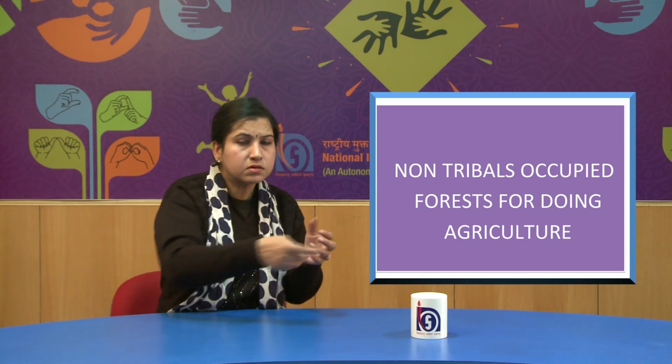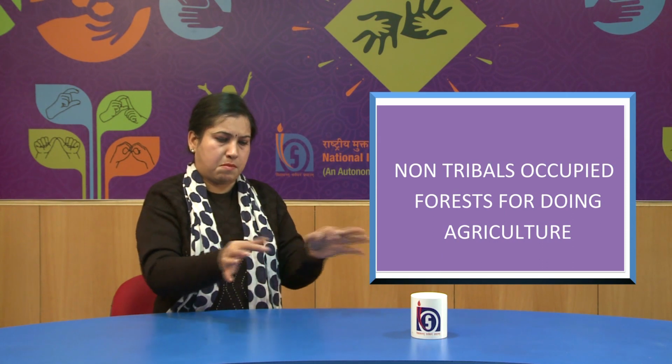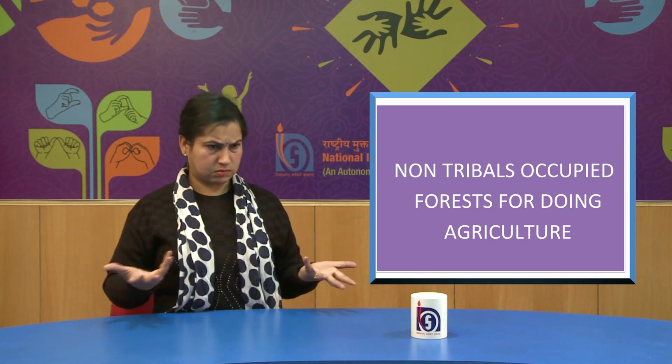The tribal people rebelled against the British rulers because of a few reasons. Now we are going to discuss those reasons. The first reason was the non-tribal people started increasing agriculture area by occupying the forests. And this led to loss of land and resources to the tribals.